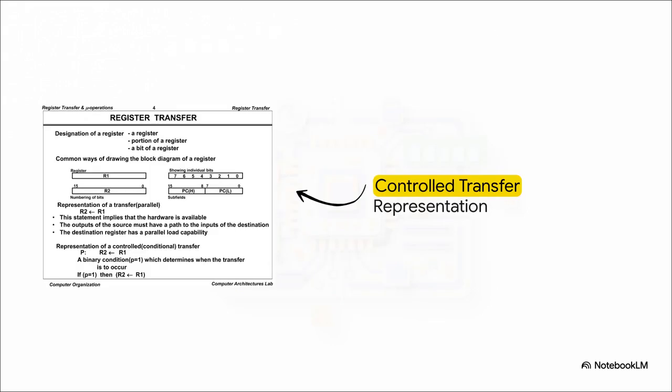The second half of question 5b asks for a conditional transfer example. You write it as P: R2 ← R1. And what does that mean? It simply means the transfer of data from register 1 to register 2 only occurs if the binary condition P is equal to 1. If P is 0, nothing happens. It's the fundamental logic gate of data movement.